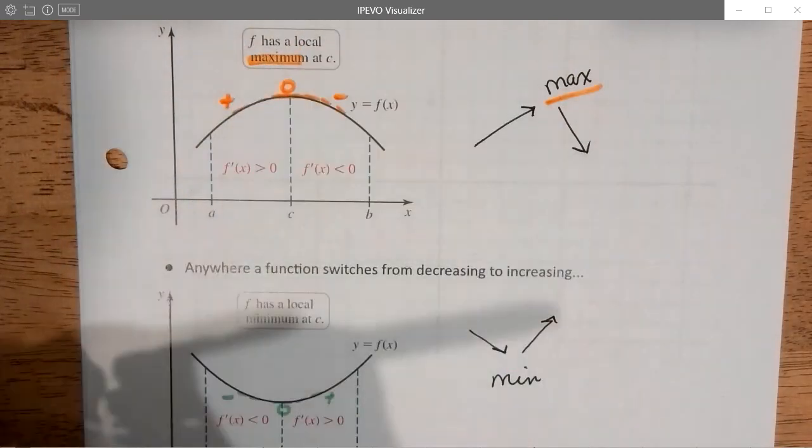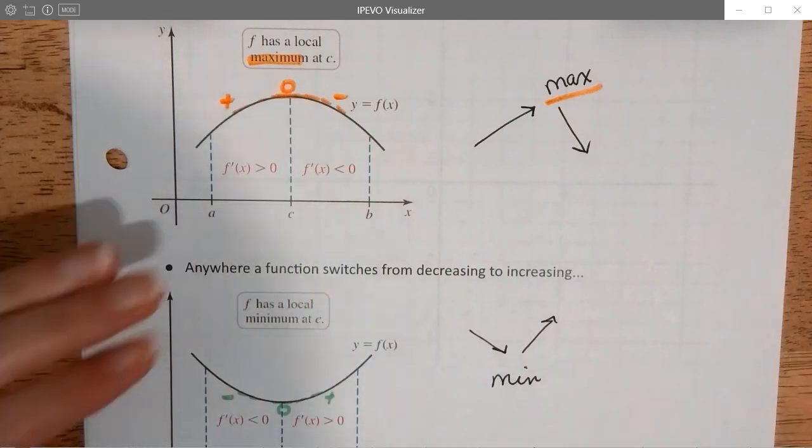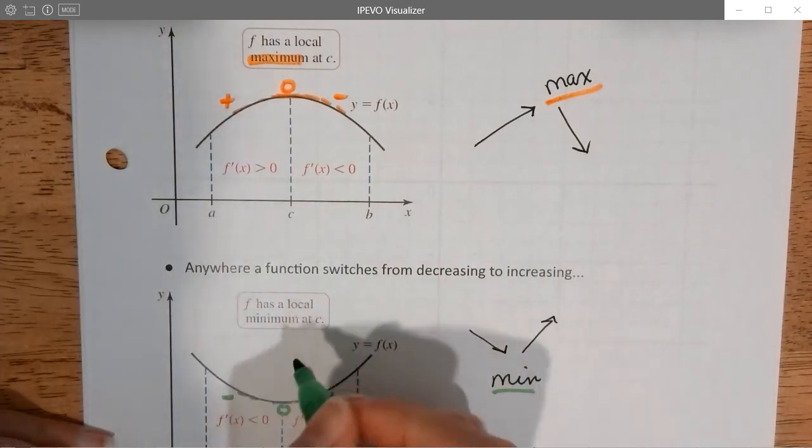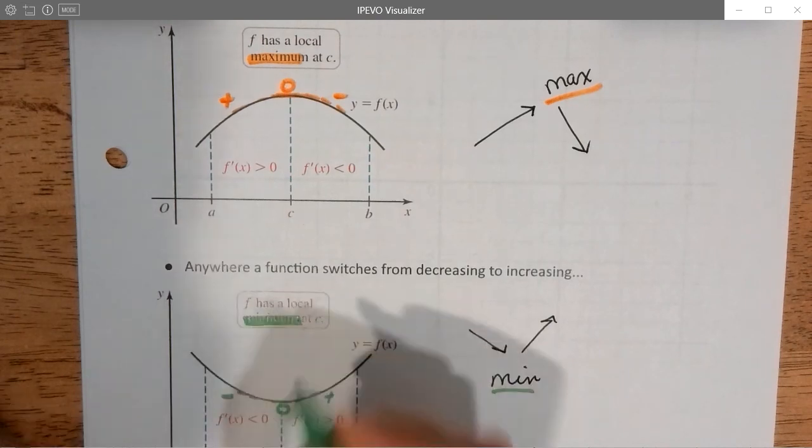This is going to be our first way of classifying extrema based on how the function's derivative behaves around a critical value.